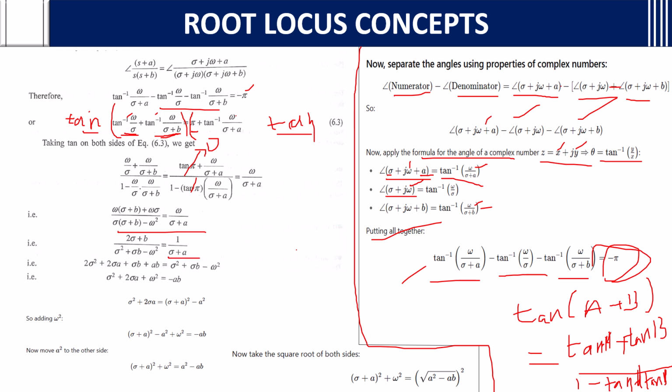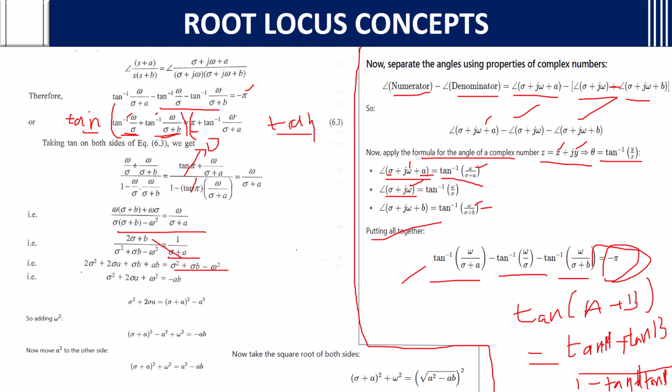This side omega and that side omega get cancelled. This side also you will get 1 omega, this side you will get cancelled. Then 2 sigma plus B, you will multiply these two now. 2 sigma square plus 2 sigma A plus sigma B plus AB is equals to sigma square plus sigma B minus omega square.